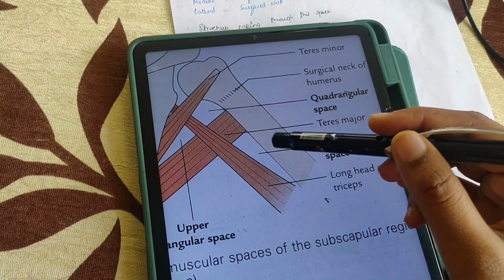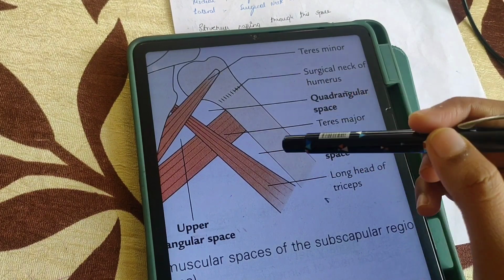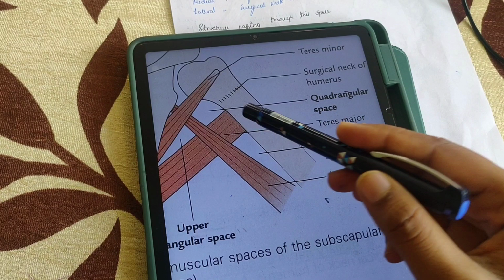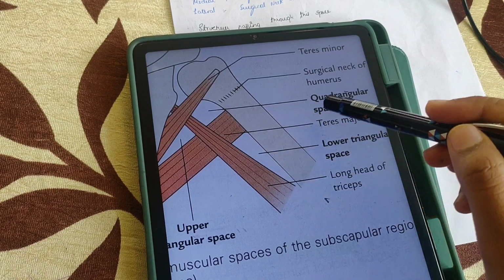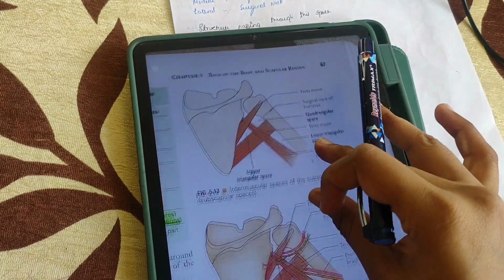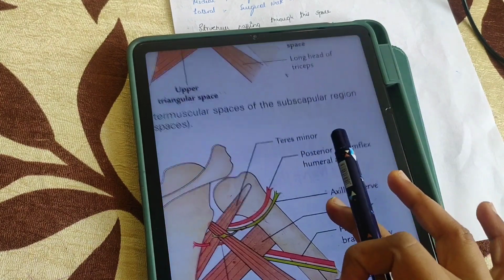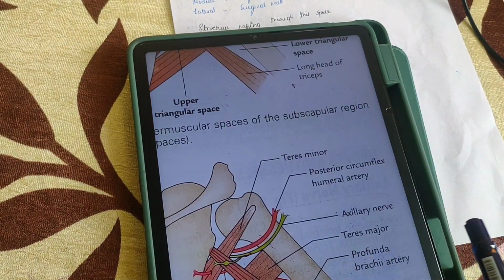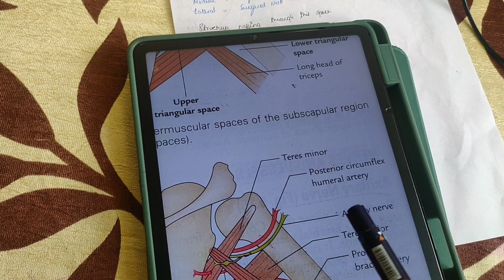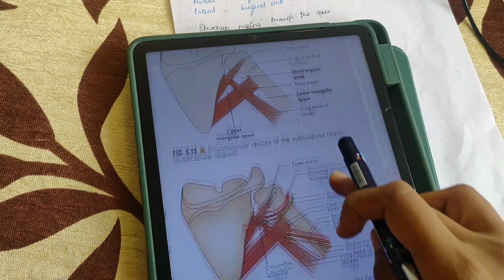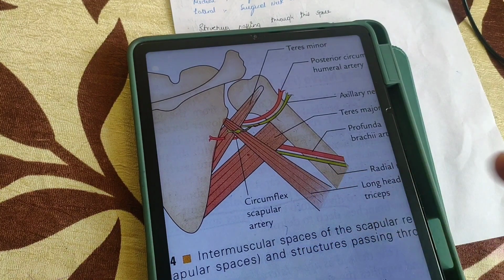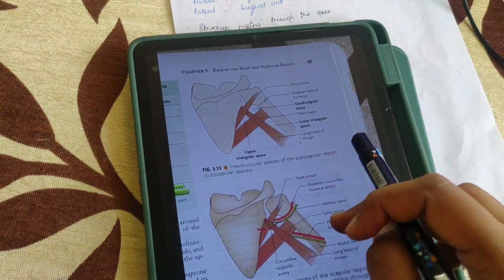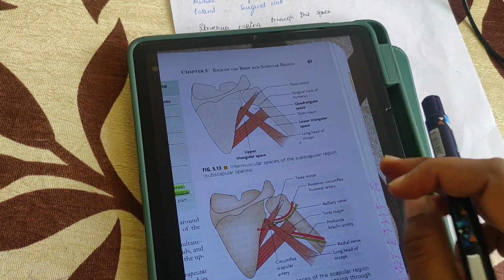And the boundaries of the third space, the lower triangular space, will be superiorly teres major, medially the long head of triceps, laterally the shaft of the humerus. The contents: there will be a spiral groove over here on the shaft of the humerus. In the spiral groove there will be the radial nerve and the profunda brachii artery, which is a branch of the brachial artery. These are the boundaries and the contents of the subscapular spaces.